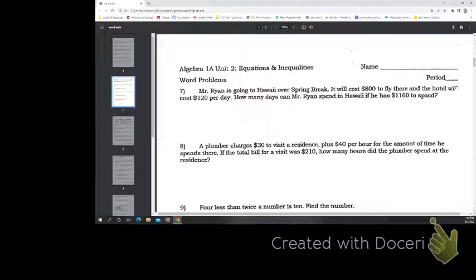And then number 8, most of you are really getting good at writing those equations. Sometimes it's like, ooh, which number goes with the x? That's the big decision, right? Well, if we remember, like, what are we looking for? We're looking for the hours, so that must be our x. And then I see that it says 40 per hour, so that one has to be the one that goes with the x. You could write the 40x first, you could write the 30 first, but the 30 is that one-time charge, just for showing up at your house. And then 40 per hour.